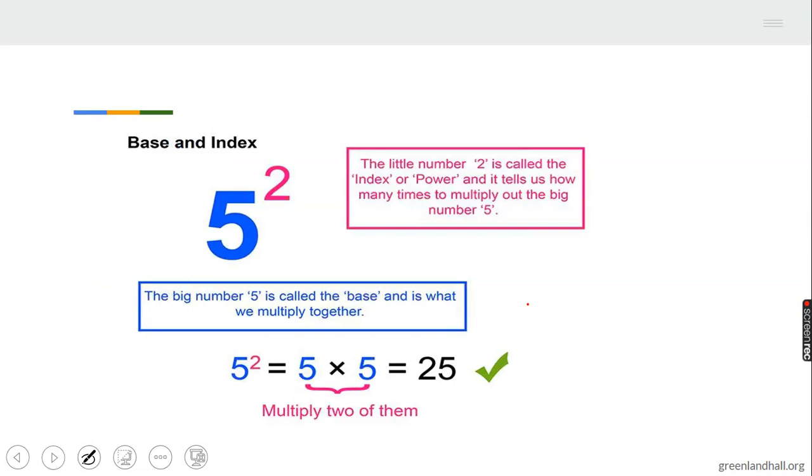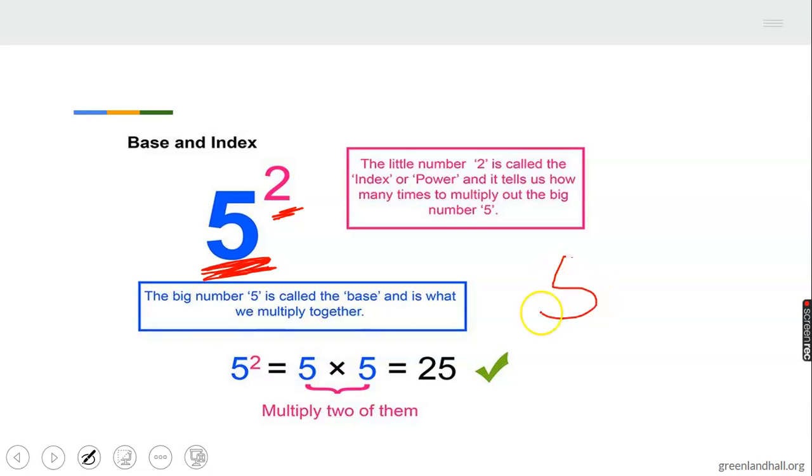Before we go to roots, look at this. We have 5 raised to power 2. The 5 is the whole number that we have, or the base, while the little number here is called the index or the power. The index or the power tells you how many times to multiply this base by itself. Because the base is 5 and it is raised to power 2, we say 5 in 2 places. That's 5 times 5, which is 25.